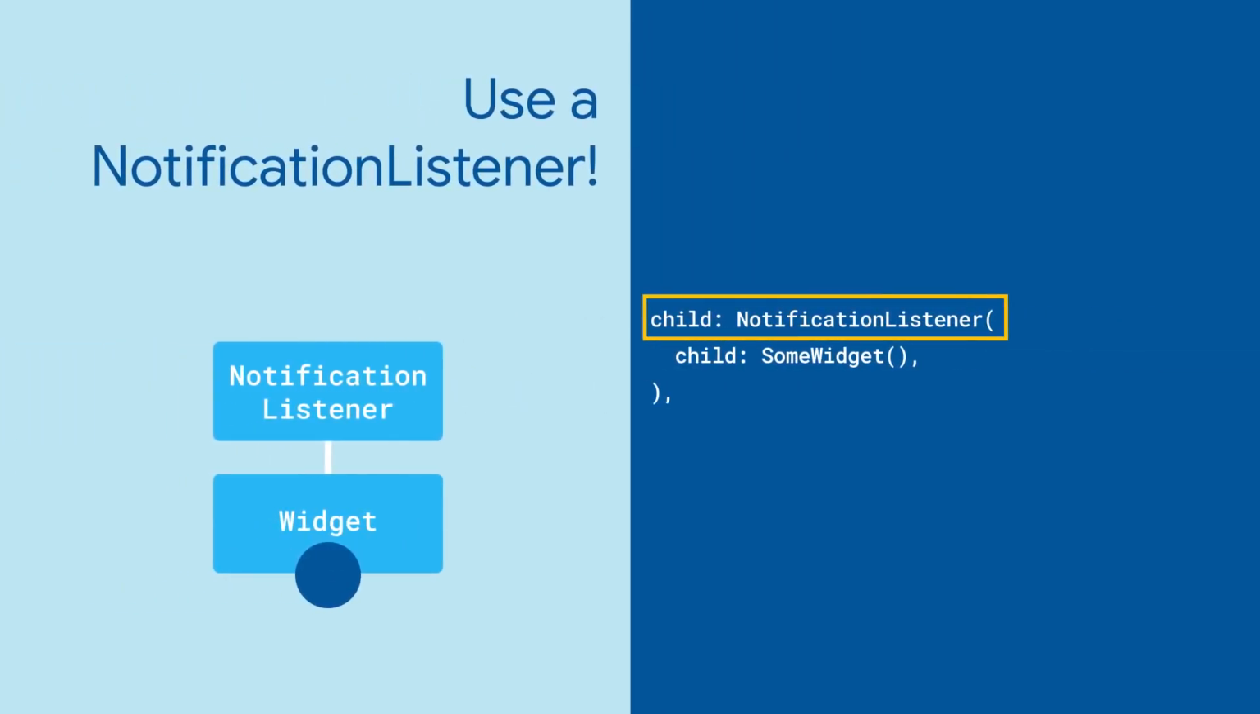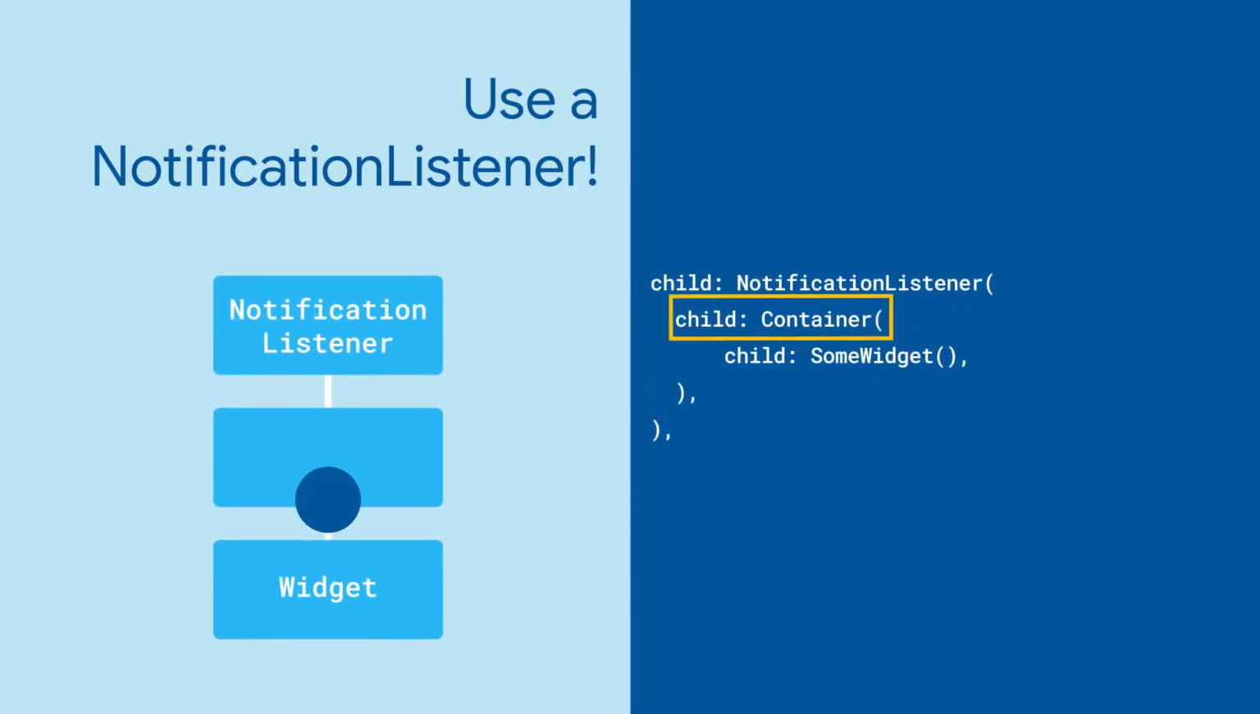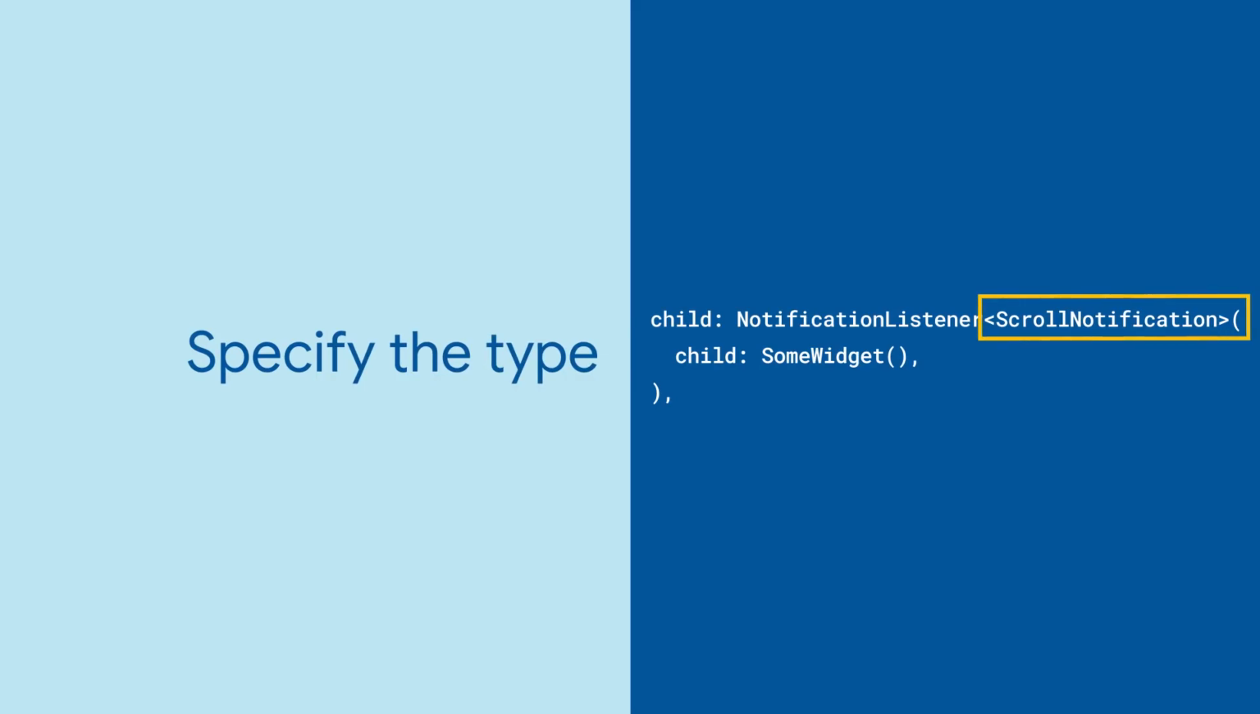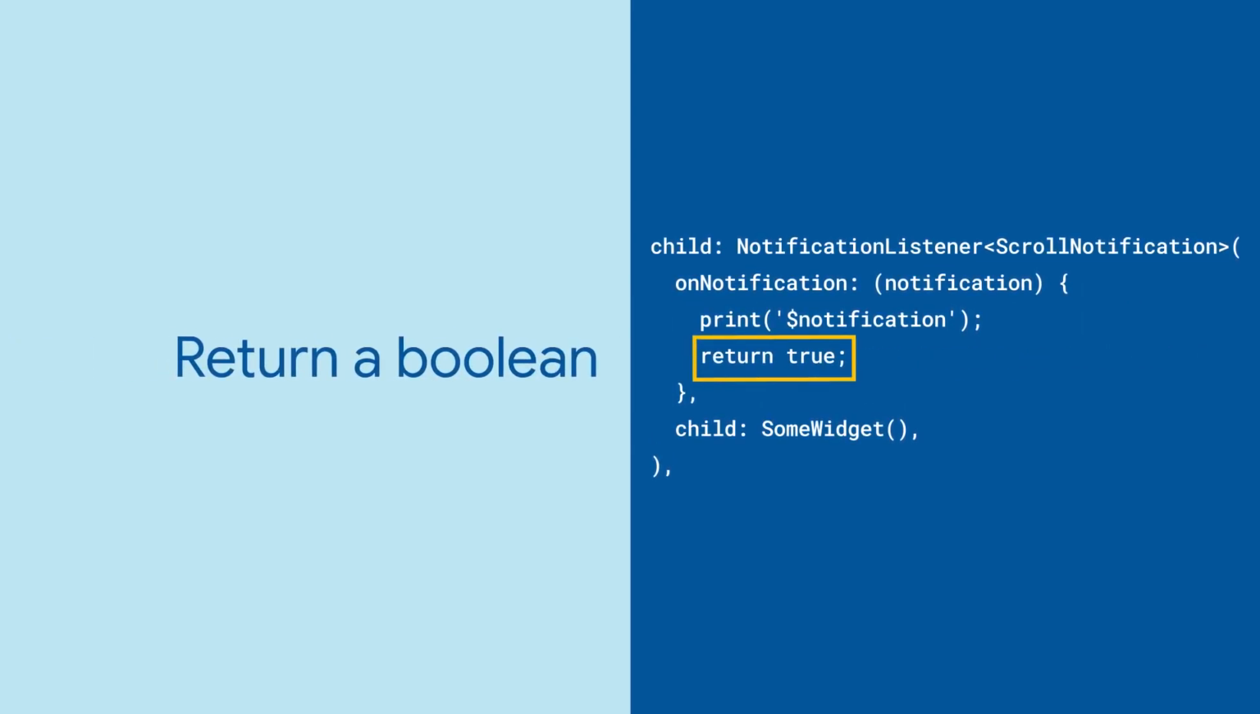Use NotificationListener. Take a widget that dispatches notifications and wrap it with NotificationListener. It doesn't have to be the parent, just an ancestor. Then specify the type of notification you want to handle using the generic type parameter. Finally, add the onNotification callback. Returning true means the notification has been handled and it will stop bubbling up the tree.